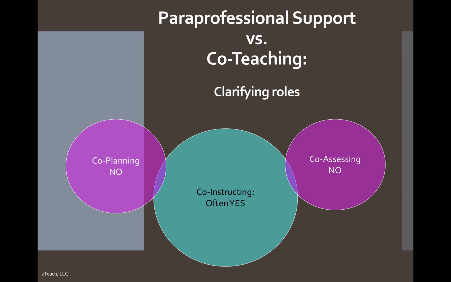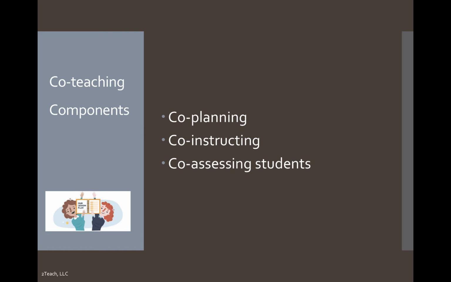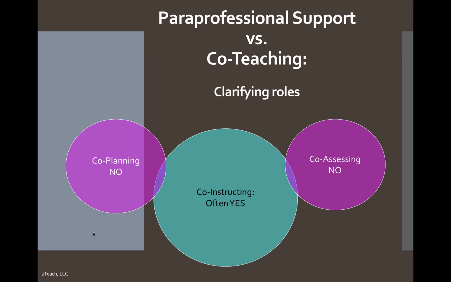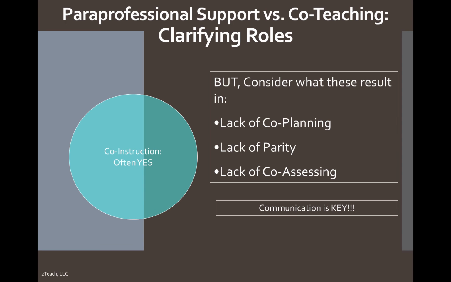However, the only component, out of the three, that is present for co-teaching is the co-instruction piece. And it seems that co-instruction is the only one of the three that will truly happen. So during our workshop today, we're going to talk about the different co-instruction methods that you and your paraprofessional or paraprofessionals can implement within your collaborative classroom to ensure that you are maximizing all the resources that everyone has to provide.